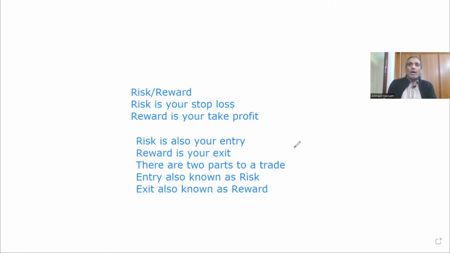So what I do is I go for trades that have a risk reward of 1:10 at least. Means if I risk 10 pips, I should make 100 pips. If I risk 20 pips, I should make 200 pips. So risk is also your entry. There are two very important parts of a trade, entry and exit.